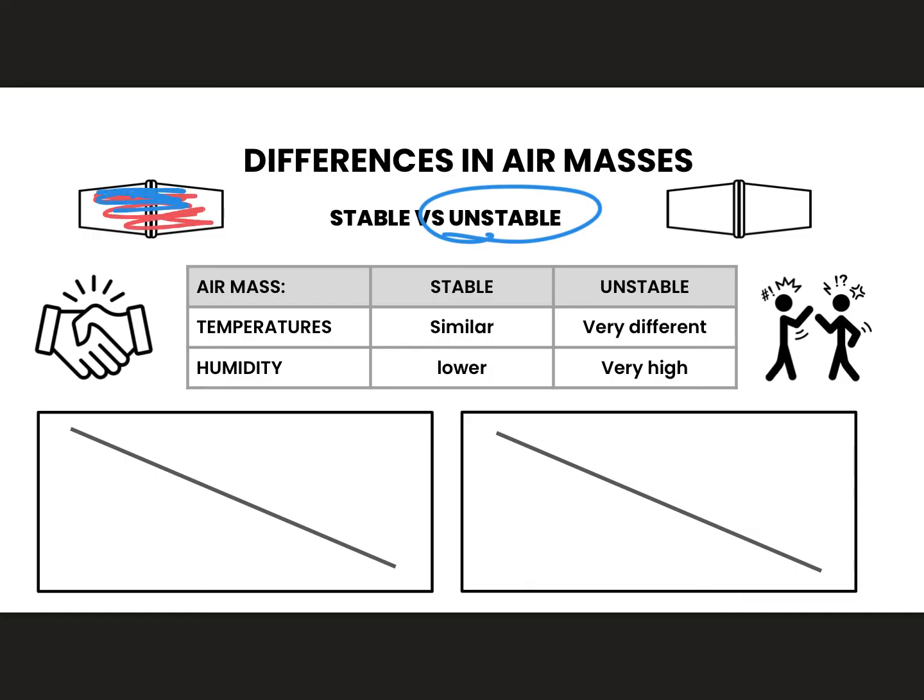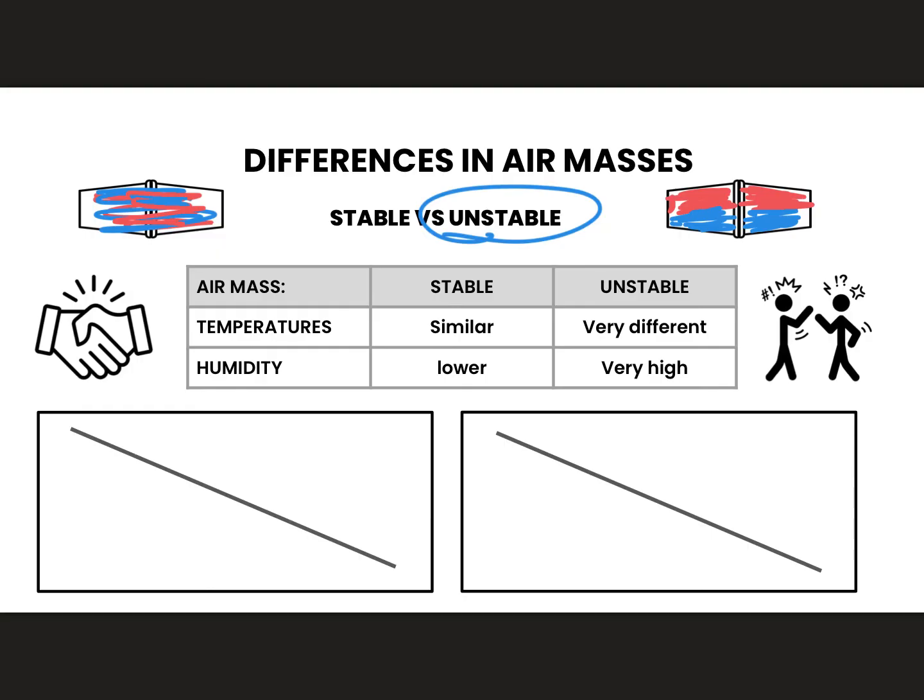When the colored water was similar in temperature, the water mixed together pretty easily. On the other hand, when they were very different temperatures, then they did not mix. The warm air tried to stay on the top and the cold air stayed on the bottom. So what does this mean? Okay, so let's give an example.